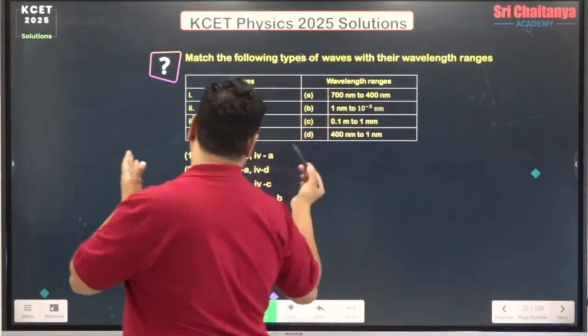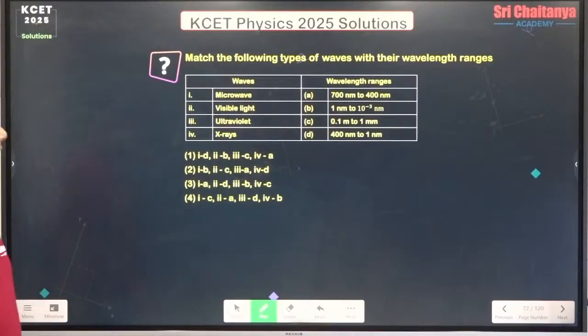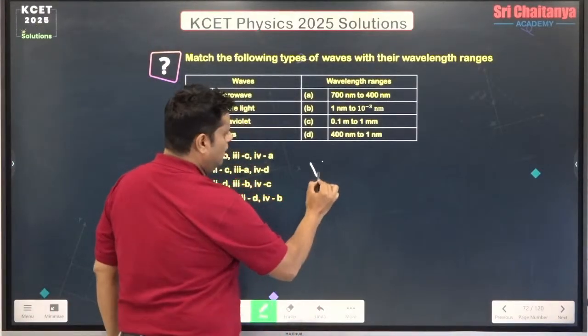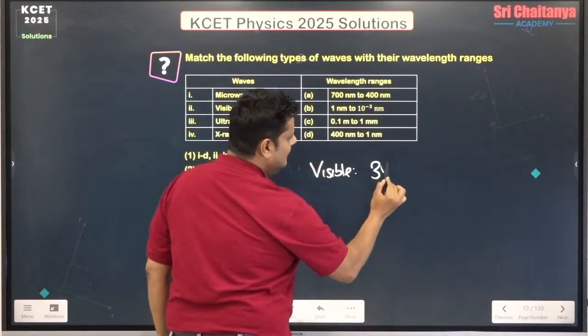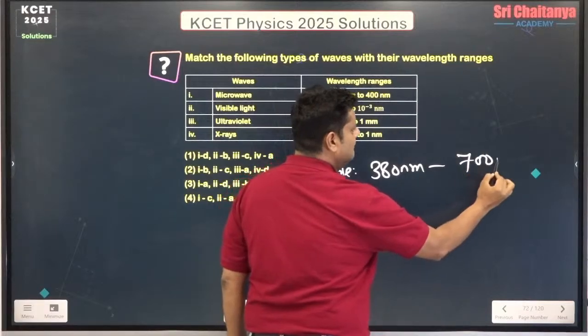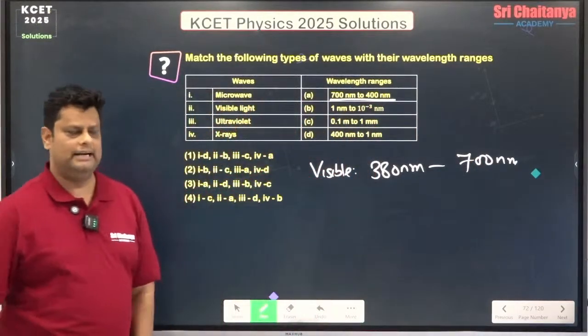And we have this data-based question where you have to match the following. Microwave, visible. So one thing is very clear. We know about visible. Visible is very clear. It is 380 nanometer to approximately 700 nanometer, and it is given as 700 nanometer to 400 nanometer.